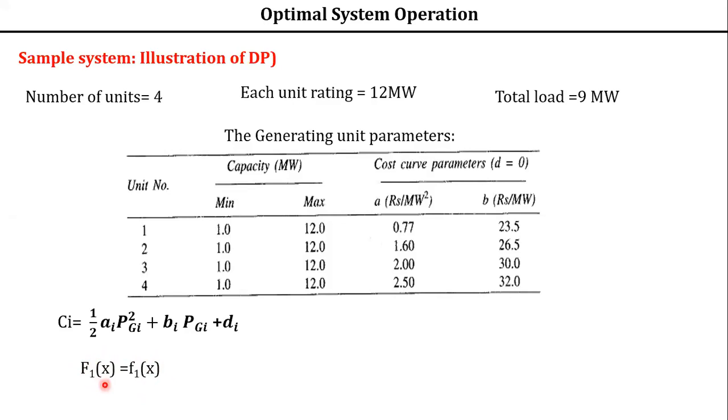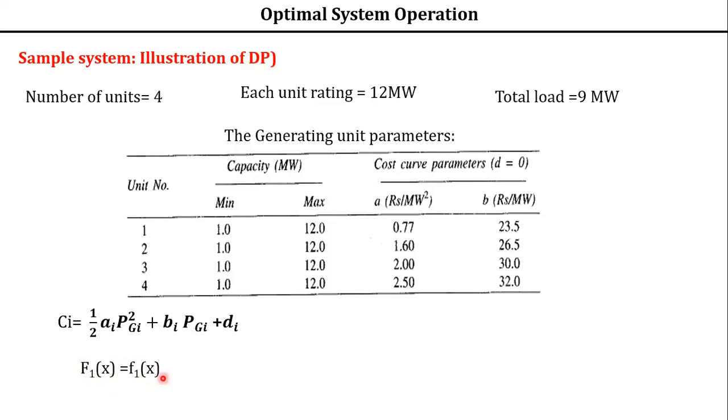What does capital F1(x) mean? This is the minimum cost. Capital F means you have to use the word minimum. So capital F1(x) is the minimum cost in rupees per hour for generating x megawatt by the first unit. Understood? Hope you understood.